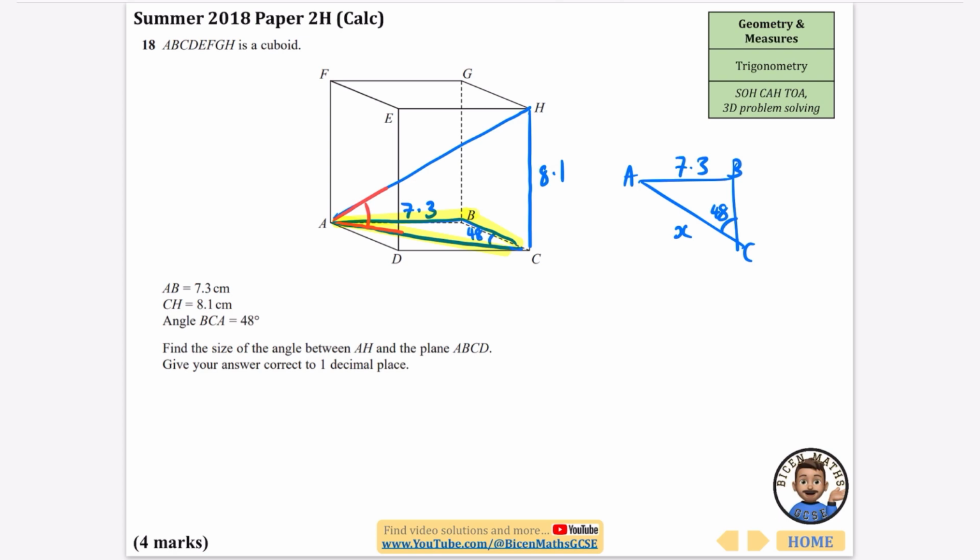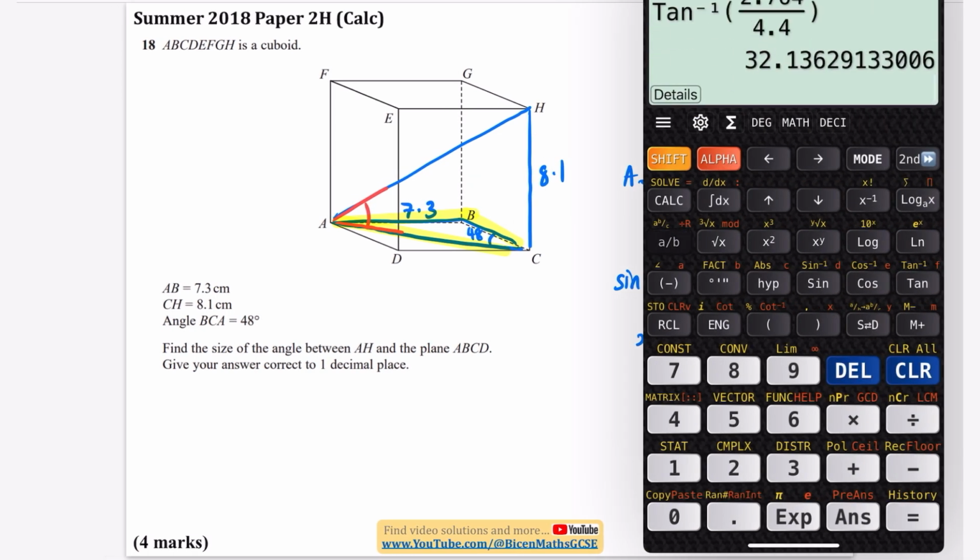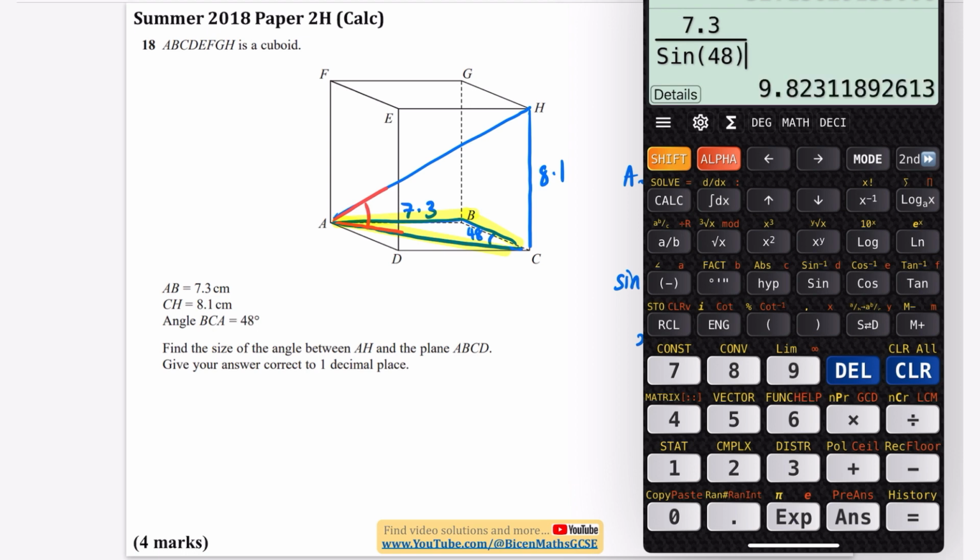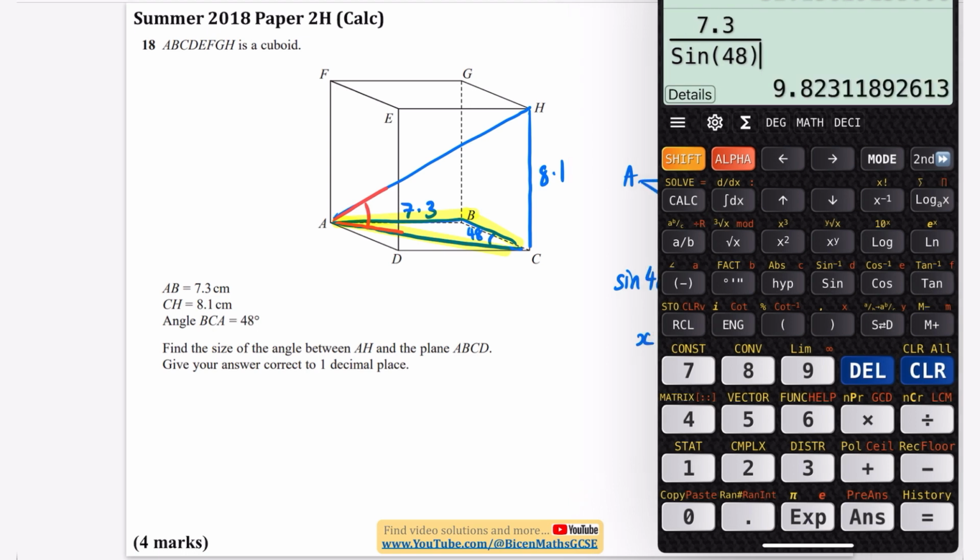And I have got here, saving a bit of time, the opposite and the hypotenuse, so it's going to be the sine. So the sine of 48 is equal to the opposite divided by the hypotenuse. These two switch places, and so x is equal to 7.3 over sine 48. Okay, let's see what we get, and it is 9.823.